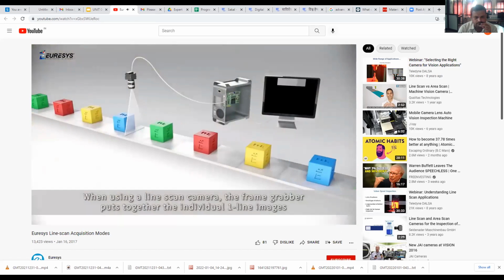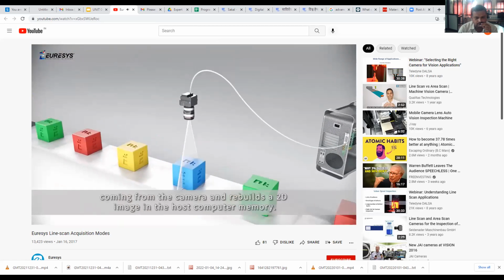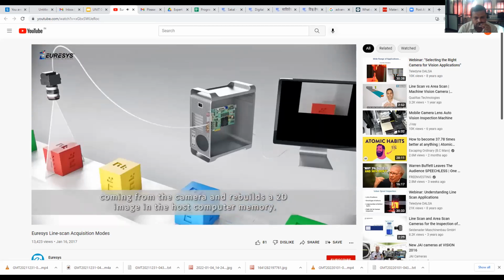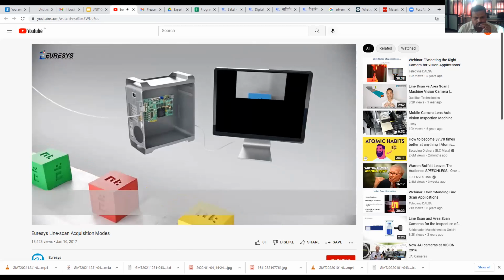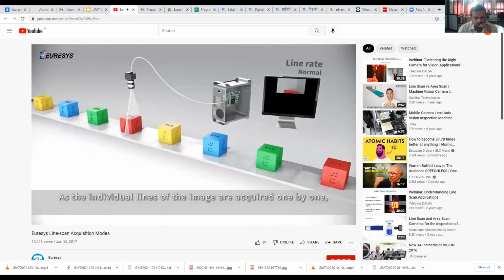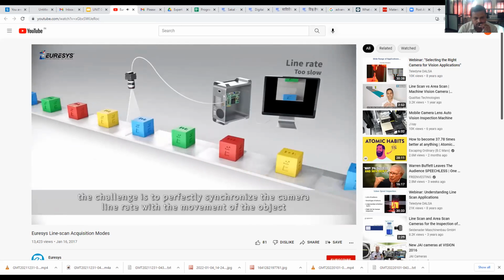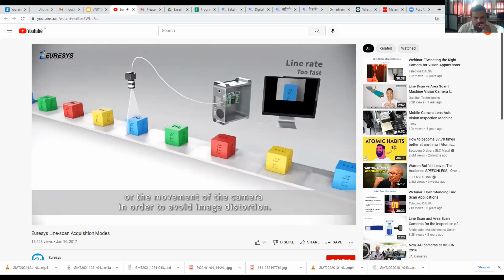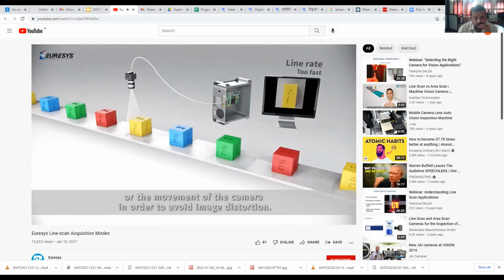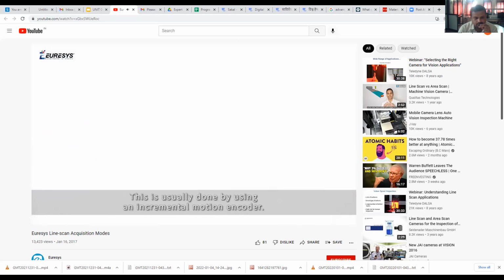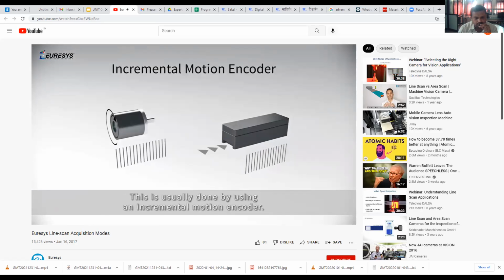When using a line scan camera, the frame grabber puts together individual one-line images coming from the camera and builds a 2D image in the host computer memory. As the individual lines of the image are acquired one by one, the challenge is to perfectly synchronize the camera line rate with the movement of the object or the movement of the camera in order to avoid image distortion. This is usually done by using an incremental motion encoder.